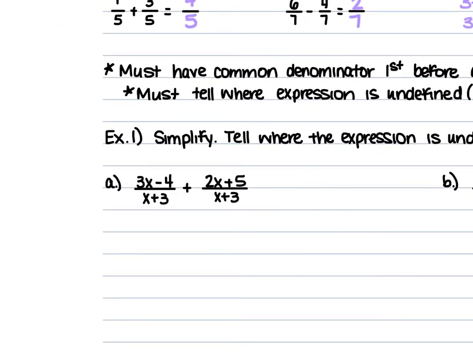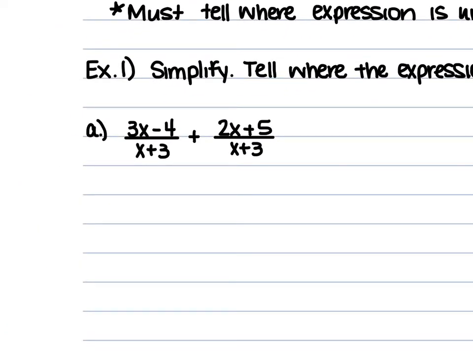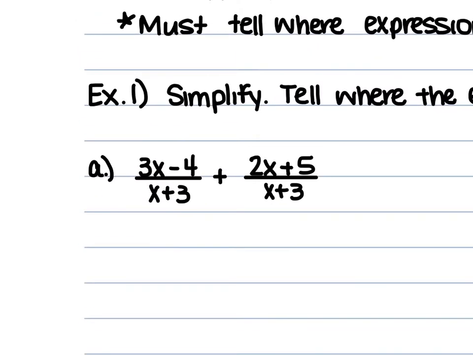If we look at our first set of examples with these rational expressions, your whole idea is to look at these as if there are parentheses around them. So for example A, we would have 3x minus 4 over x plus 3 plus 2x plus 5 over x plus 3. Put parentheses around those binomials so that way you know that nothing's happening, especially with those denominators if they're the same. So in this case, our denominators are the same. The only thing we have to do is combine our like terms on the numerator.